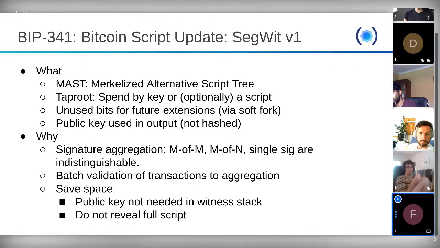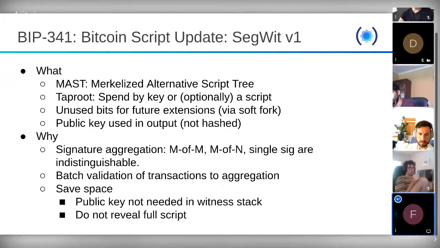But what's important is that these schemas, or whether it's single sig, it's all indistinguishable, because at the end of the day, it's going to be one public key, whether it's a single public key or whether it's an aggregation of private keys and a signature. So you increase privacy from this aspect.